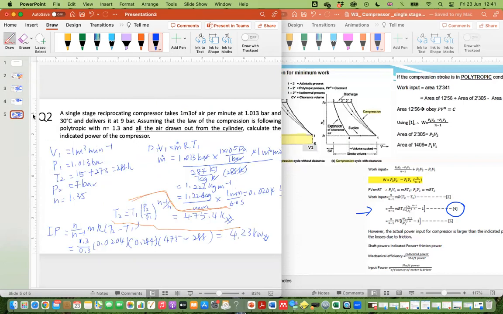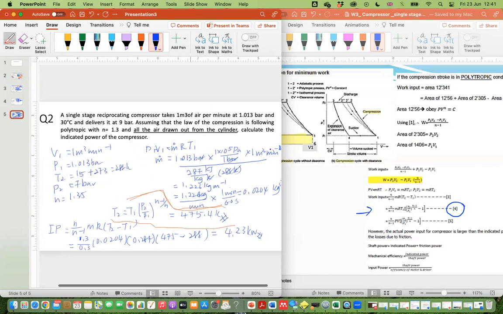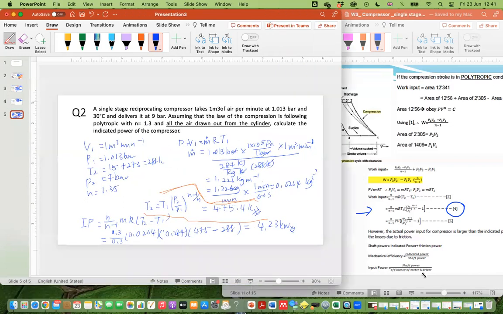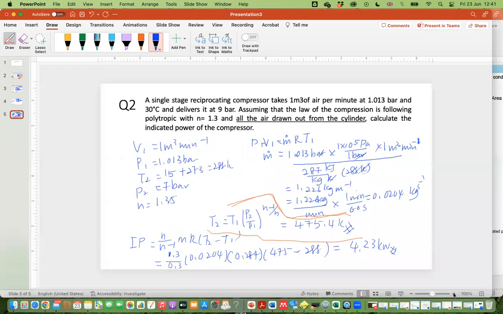Is that okay? Okay, the next one: a single reciprocating compressor takes 1 meter cube of air per minute and delivers at 9 bar. Assume that the compression follows polytropic and all the air is drawn out, which means we can ignore the clearance. Calculate the indicated power of the compressor. First rule, extract all the information out and convert it to SI units. Sorry for my handwriting, that's what I can do.